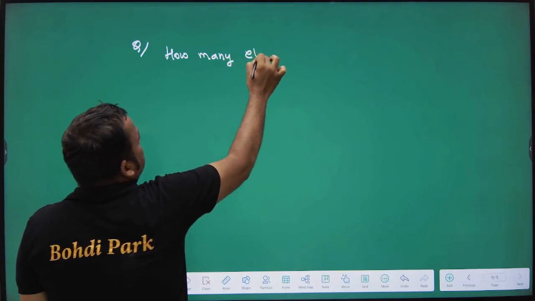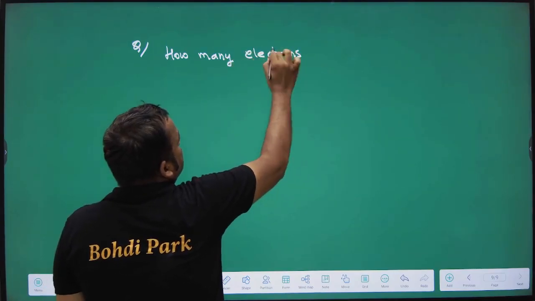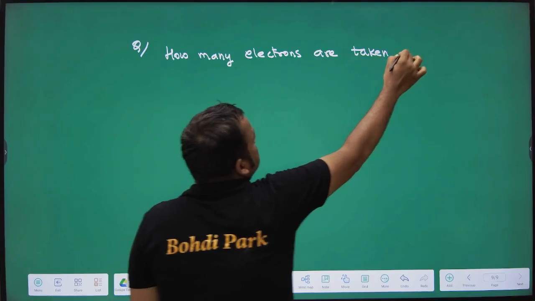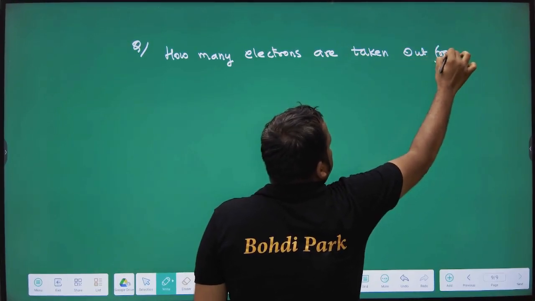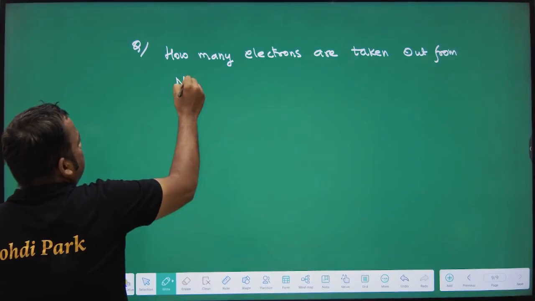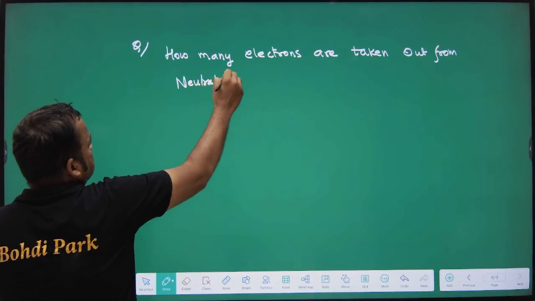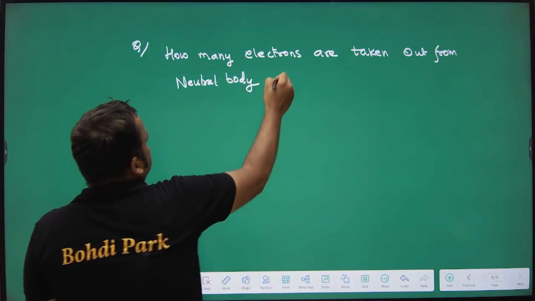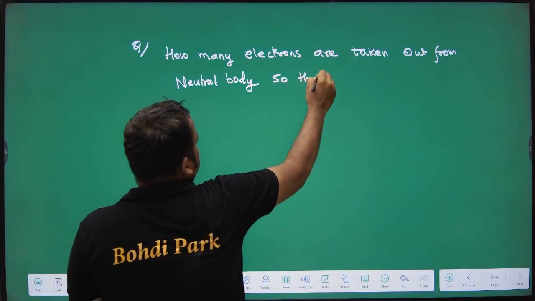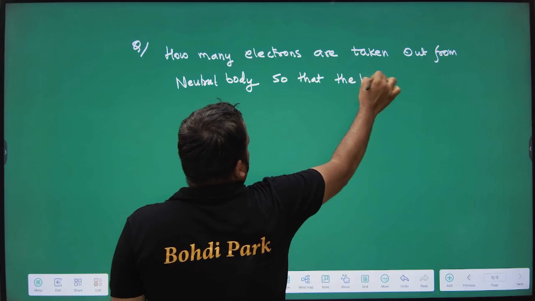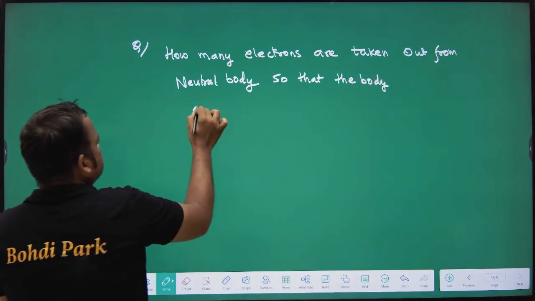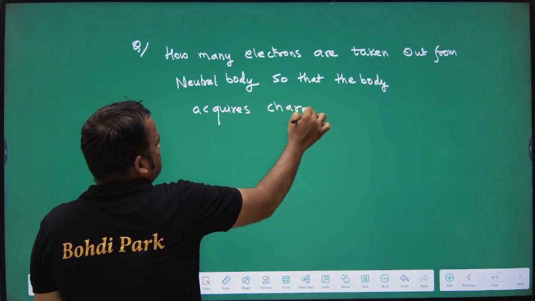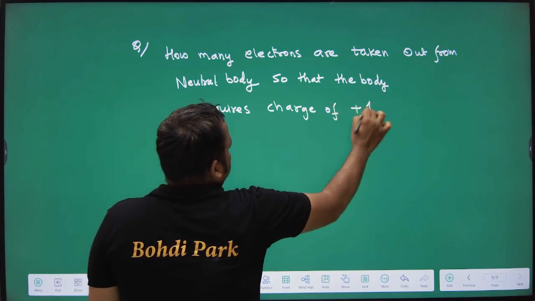How many electrons are taken out from a neutral body so that the body acquires a charge of plus 1 coulomb.